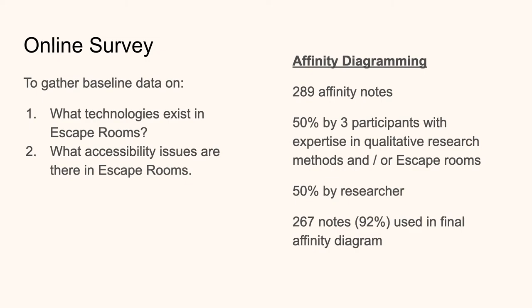We got some participants in who have expertise in qualitative research methods and escape rooms, and we had them start to create an affinity map of the responses and start labelling those groups that they've created. And then the researcher, which was myself, did the other 50%. We used 92% of the affinity notes in the final diagram, which was pretty good actually. It's a nice high number, and shows that the affinity notes we created were relevant and useful.